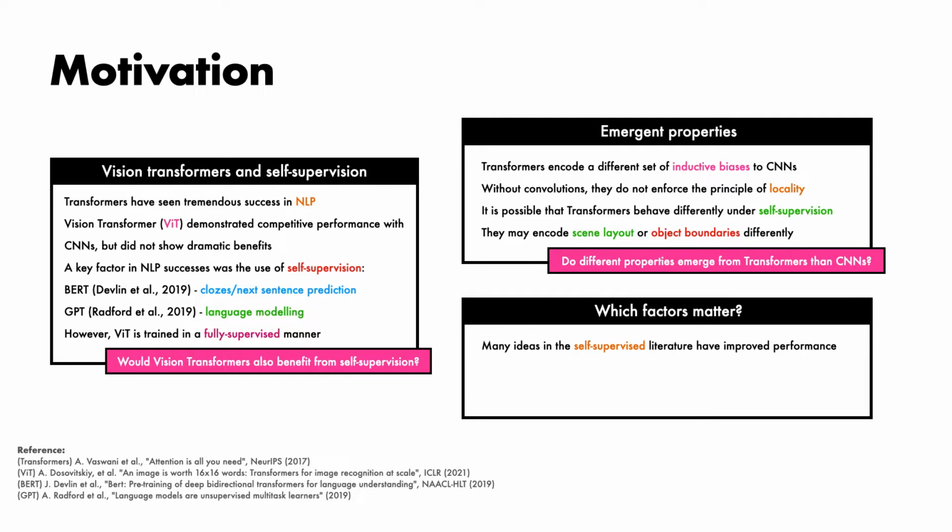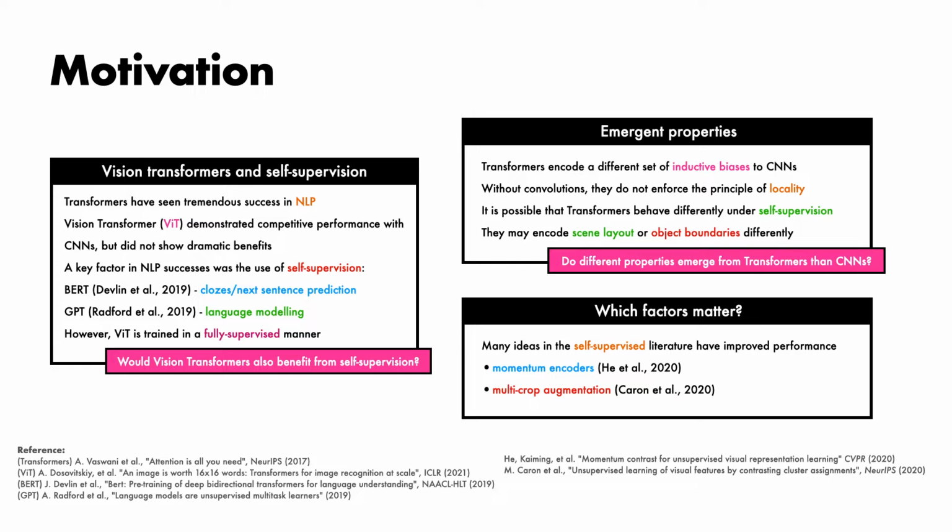A third observation is that there have been many ideas proposed in the self-supervised literature that improve performance. Examples include momentum encoders to provide contrastive learning with more negatives and multi-crop data augmentation. We would like to understand how these components may influence the various properties of self-supervised transformer features.